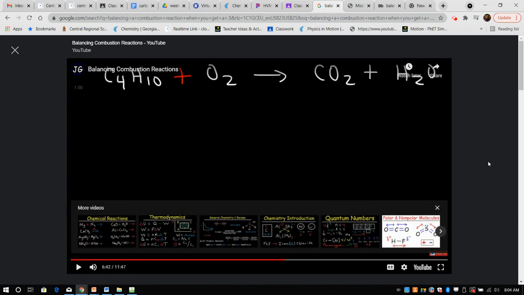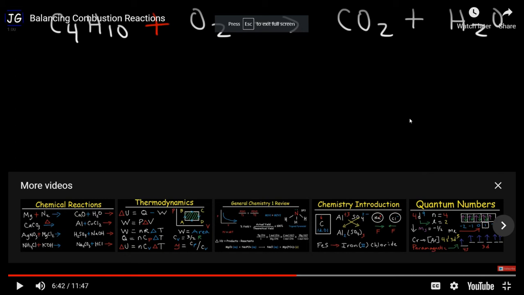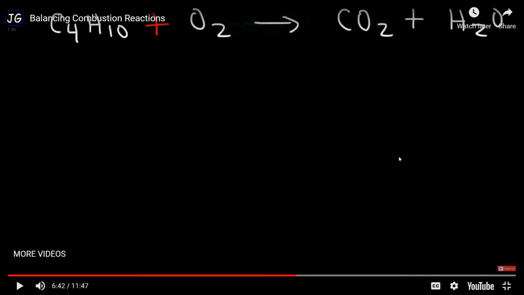So if we were to balance this, you have 4 carbon, 10 hydrogen plus O2 yields CO2 plus H2O. So what would the coefficient need to be for this guy? If we have 4 C's over here, what number would we need to place in front of this guy? A 4. All right. You have 10 hydrogen over here, so you would need to multiply the H2 by a 5. Now that affects the oxygens.